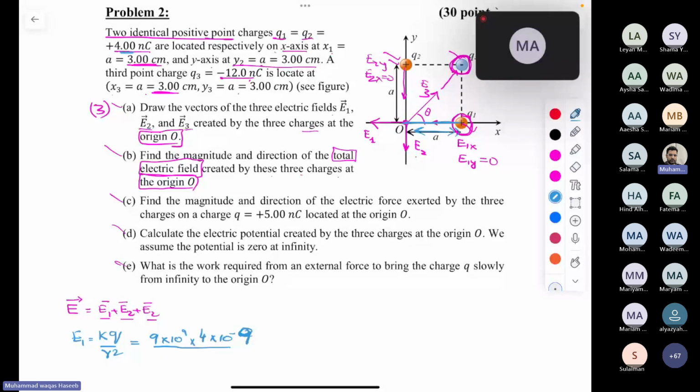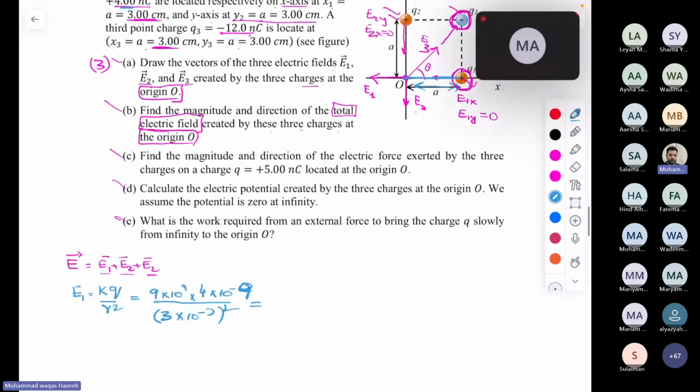Yeah, I was thinking as pico. Very good. Thank you. So the x distance is 3 centimeters. So 3 centimeters means 3 into 10 to the power minus 2 meters. So the electric field, if we calculate, is 4.0 × 10^4 Newton per coulomb. So this is the total electric field.